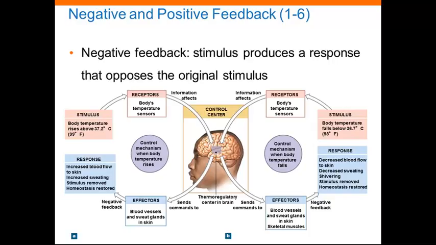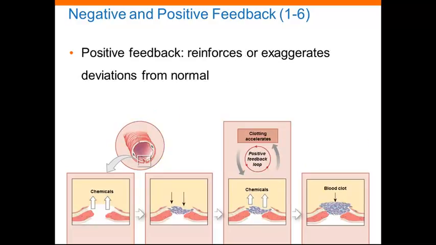And vice versa, if the body temperature drops too low, the brain will send signals to your skeletal muscles to start shivering, to start contracting. And the blood vessels to the skin will vasoconstrict, and both of those mechanisms will bring your body temperature back up to achieve homeostasis again. Now, I mentioned negative feedback. You must be wondering about positive feedback.